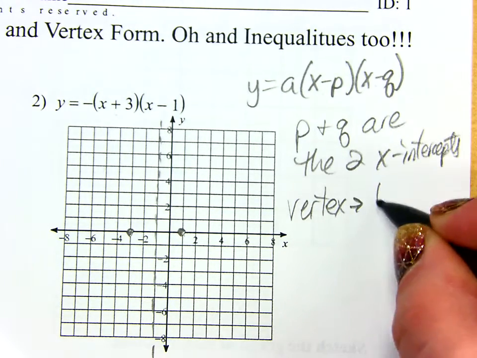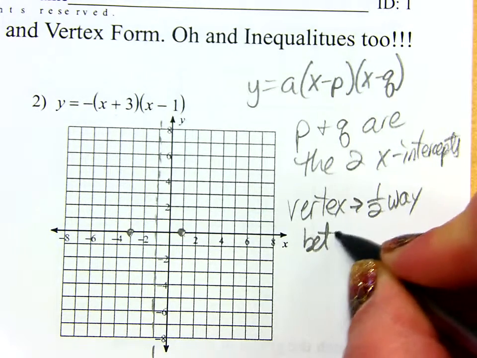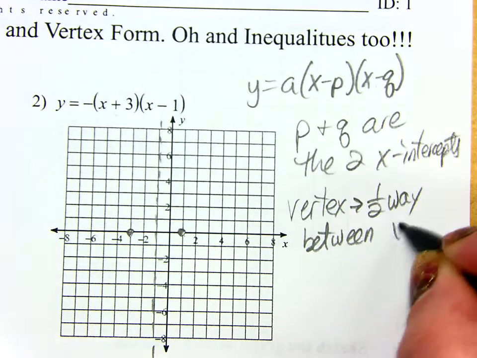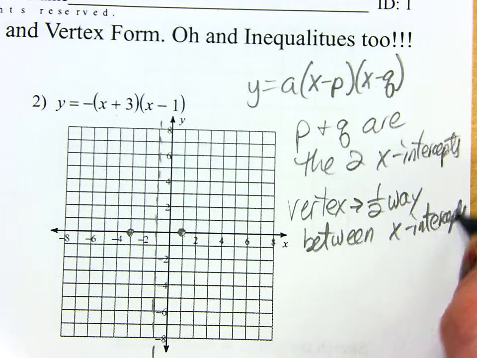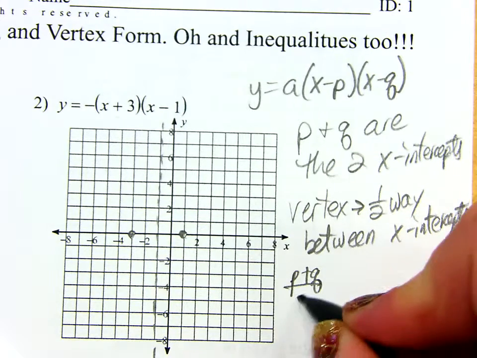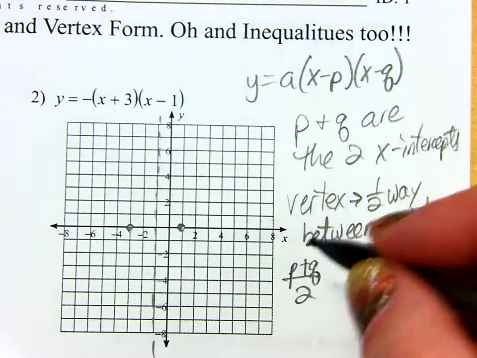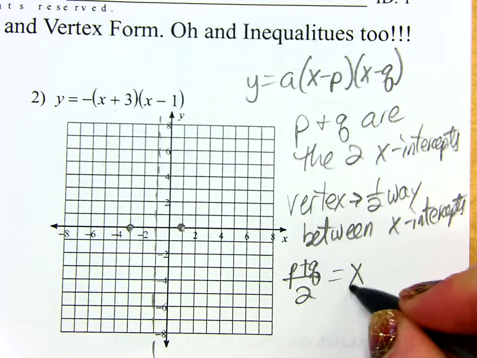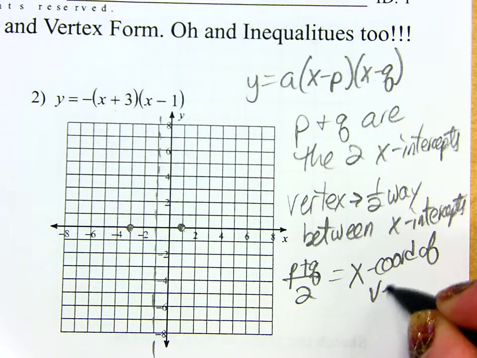So vertex, halfway between x-intercepts. So you can do p plus q divided by 2. Whatever those two values are, add them together, divide by 2, and that will get you the x-coordinate of the vertex.